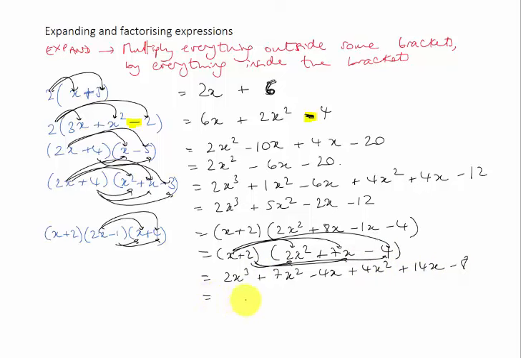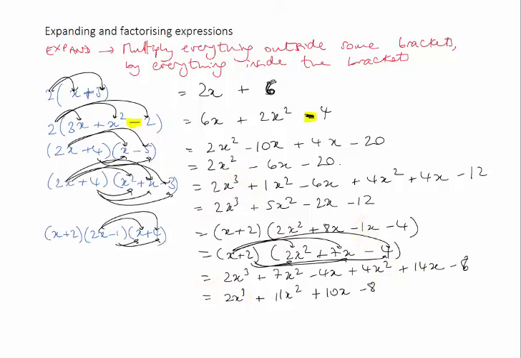And then once again I can add some of these together. 2x cubed is all on its own. 7x squared plus 4x squared gives us 11x squared. Minus 4x plus 14x gives us 10x, and then 8's all on its own as well. And you'll notice it's convention to start with the highest power of x and then work our way down.